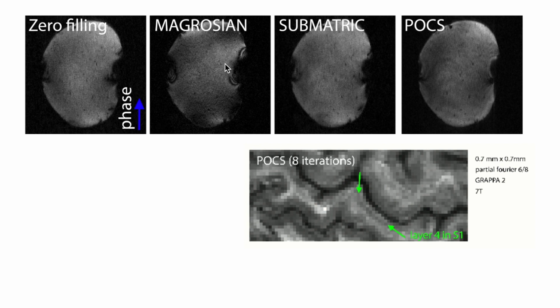While Magrosian recovers most of the spatial resolution, it has these huge sensitivities to B0, and sometimes the signal is completely gone here. POX is some kind of a compromise between those, where you have some sensitivity to these B0 effects and you recover some of the spatial resolution, but it's kind of the best trade-off, I think. And in layer-dependent fMRI, you sometimes see that with a POX of 8 iterations, you can see these laminar features better, for example, indications of layer 4 in the sensory cortex.